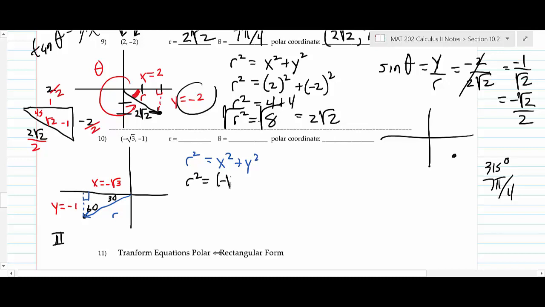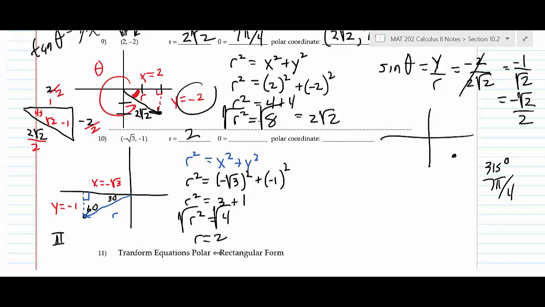So x is negative root 3 squared plus negative 1 squared. So that's r squared equals 3 plus 1. That's r squared equals 4. So we're going to use a positive radius. That's why I'm bypassing the plus or minus, because I'm making a decision to use the plus radius.